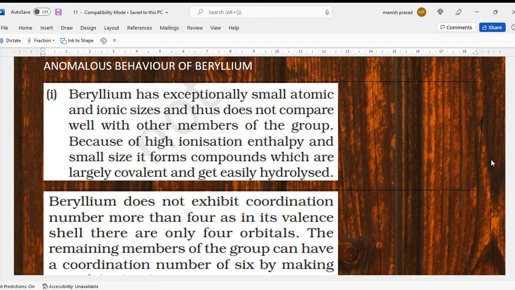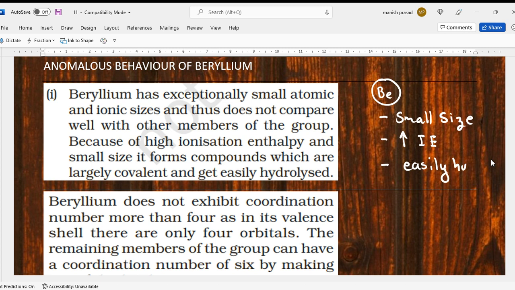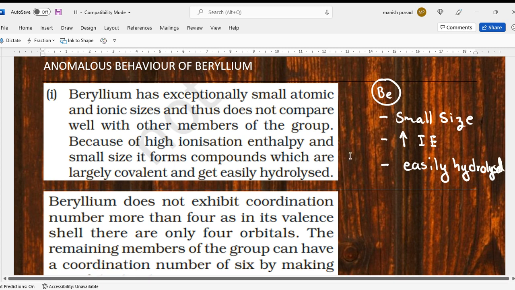Perfect. Okay. Like all the first elements, that is all period 2 elements, beryllium also shows anomalous behavior. It does not show the same properties as the other elements of this group, basically because of its small size. That's the first point that they say. It is the smallest in the group, so it has a small size. Now, a small size means it has a very high ionization enthalpy, and also because of its small size, it easily gets hydrolyzed. So the whole paragraph can be jotted down in note form by just these few words. This is how you should write notes.